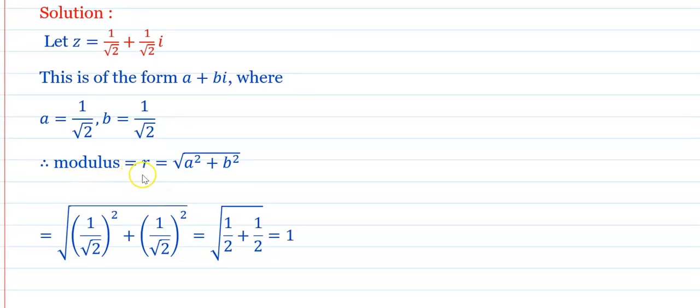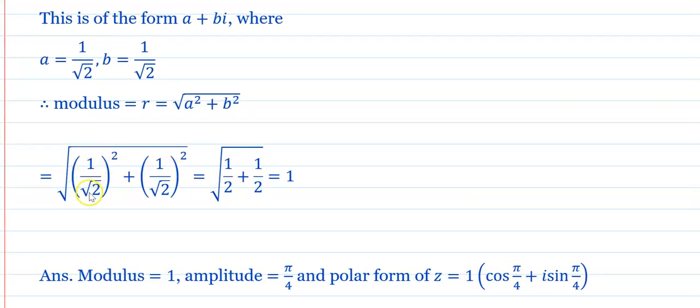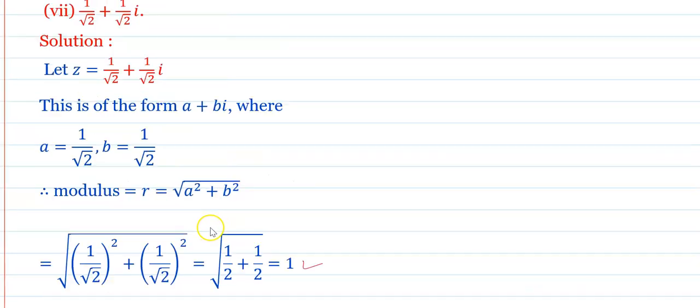The modulus r is equal to the square root of a square plus b square, that is the square root of 1 upon root 2 bracket square plus 1 by root 2 bracket square, and that is equal to the square root of 1 by 2 plus 1 by 2, that is 2 by 2, that is 1, and the root of 1 is 1, and hence the modulus r is equal to 1. What about the amplitude?